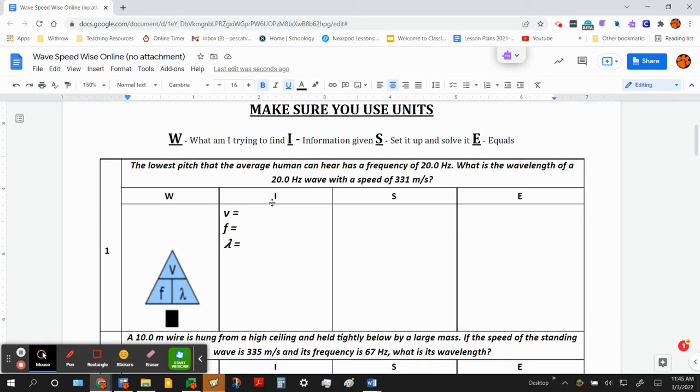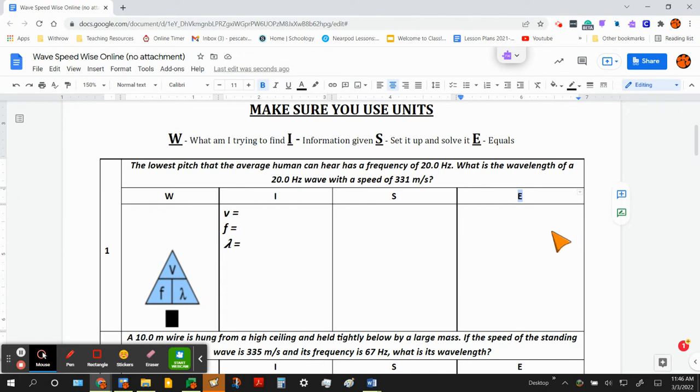So in this box, I have three separate things. I have W, I, S, and E. Now it spells WISE, which is supposed to be clever for what am I trying to find, which goes in this box here. So it asks you what you're finding in here. The information you're given from the word problem goes in this box. You do your setup and solving in your S box, and then you put your answer in your E box.